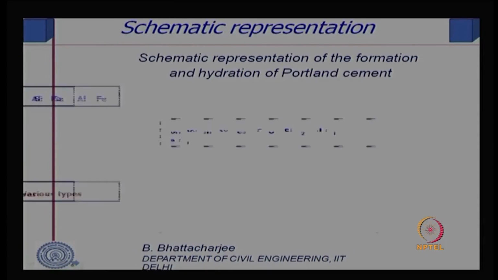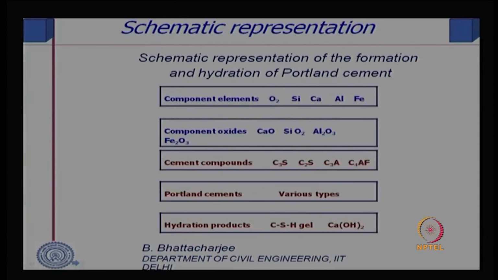If you look now at cement, the elements present are oxygen, silica, calcium, aluminum and iron. The component oxides are calcium oxide, SiO2, Al2O3, Fe2O3, alkalis, etc. Then the cement compounds, formed at the next stage, are C3S, C2S, C3A, C4AF, and by combination of these, we form various kinds of Portland cements. Then this reacts and forms some product which we will discuss in the next lecture, right.